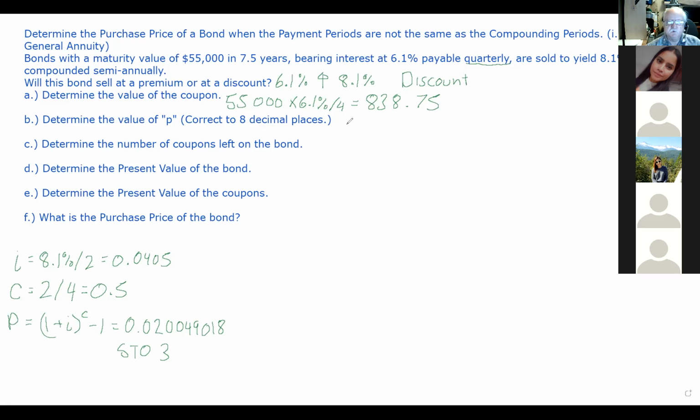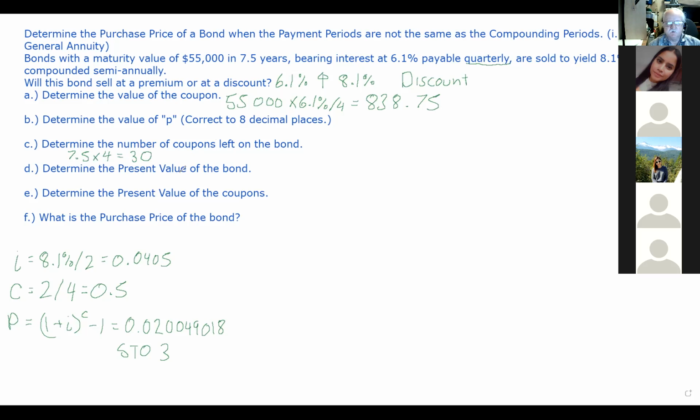Determine the number of coupons left on the bond. They haven't given us any dates, but they have told us that it's 7.5 years and coupons are quarterly. So let's figure that out. 7.5 times 4 is 30 coupons.